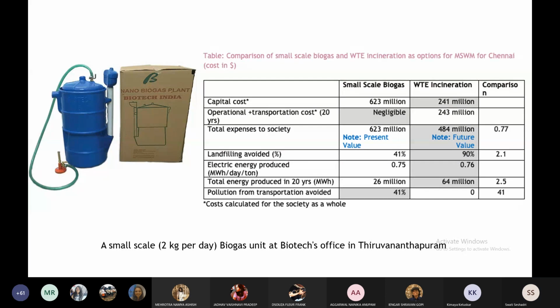So this is another one. It talks about small scale biogas. Then there is an incineration one, and then there is a comparison. Now biogas is much better. If you look at the table on the right hand side, it talks about why a biogas digester is a much more sustainable option. So Shravan, this is the answer to why people are not so keen on using activated carbon.